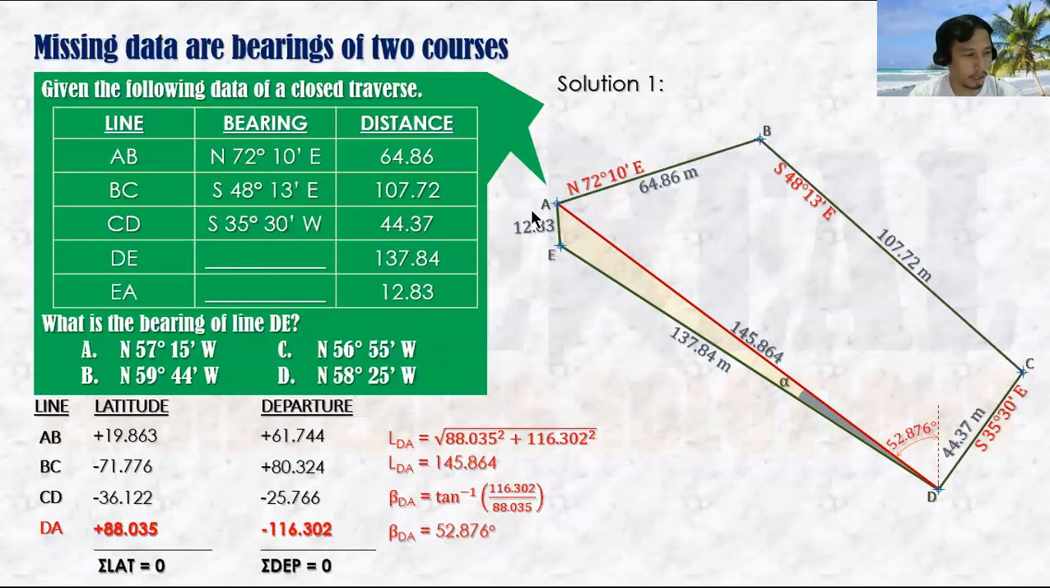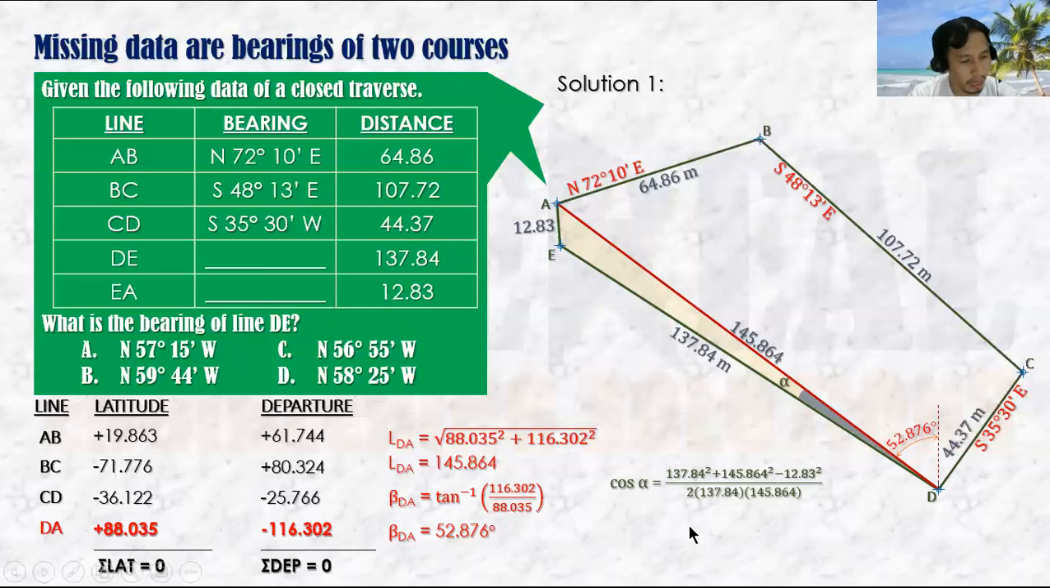Ano ba yung cosine law? That is, the square of this is equal to the square of this plus the square of this minus 2 times this cosine alpha, right? Ganun yan. And if i-focus na lang natin sa alpha or cosine of alpha, ganito yan. Cosine of alpha is the sum of the squares of the adjacent sides, 137.84 squared plus 145.864 squared, and subtract it by the square of the opposite side of that angle, 12.83 squared, all over twice of the product of the two adjacent sides. That's the cosine law, no?